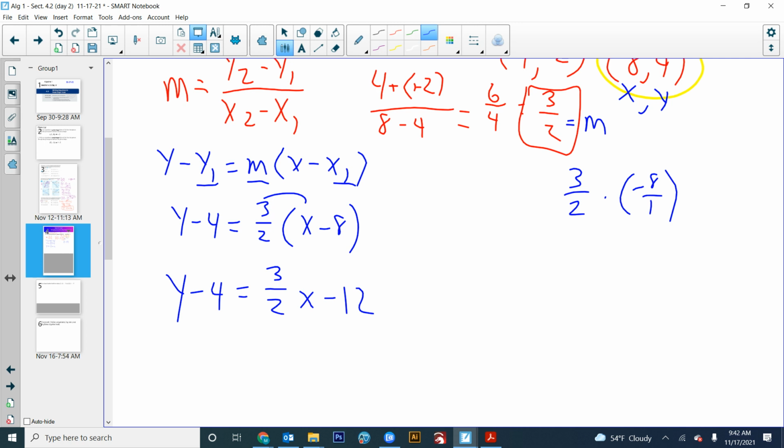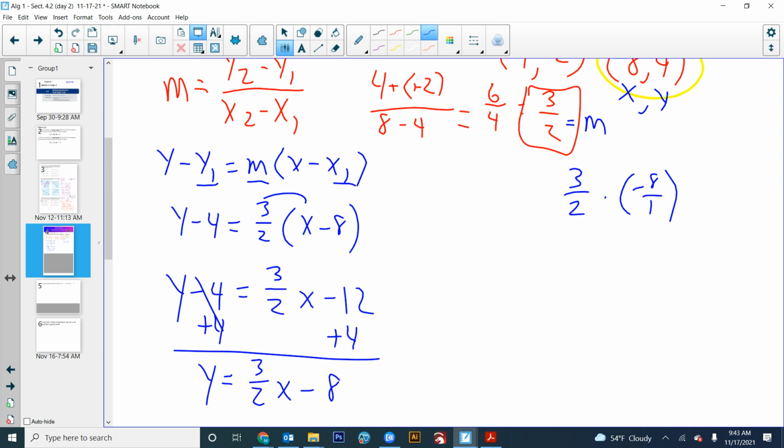What do I do now? I'm not done. Zach? And add the 4. Add 4 to both sides. What do I write over here? 3 halves x equals 3 halves x what then? Negative 12 plus 4 would be negative 8. Whoa. I don't know what we're distributing. Oh, I didn't put it.